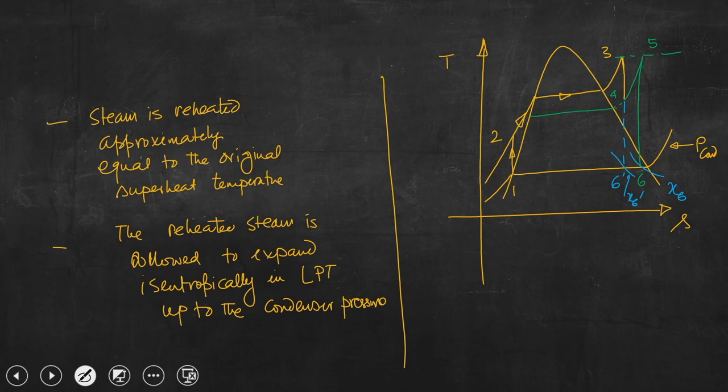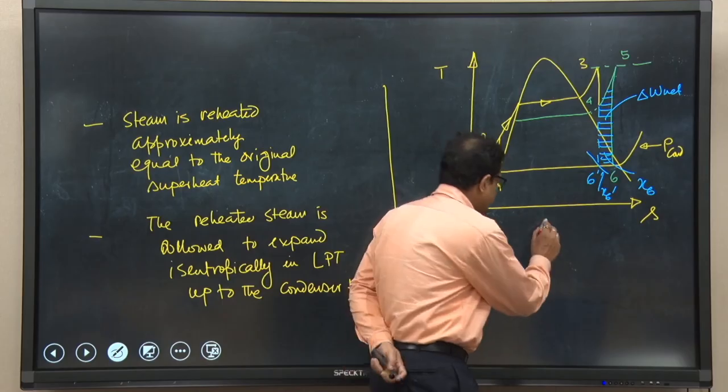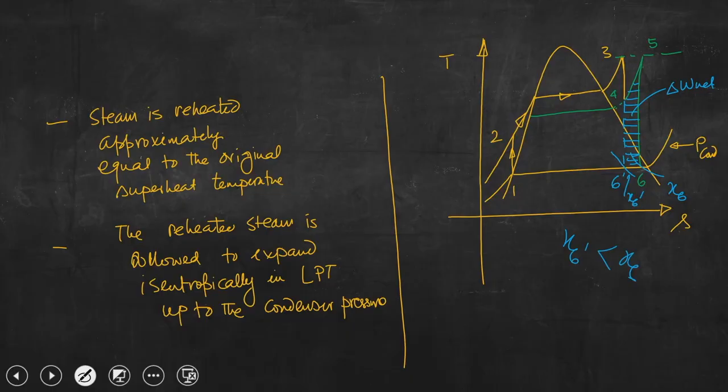Also, we can have higher thermal efficiency because W net is increased. This is the extra amount of work we are getting because of this reheating. So, this is delta W net. If we allow steam to expand in the high pressure turbine up to the condenser pressure, quality of the steam will be x6 prime. So, x6 prime is definitely less than x6. Basically, we can increase the quality of the steam at the exit of the low pressure turbine. Not only that, we also can increase the efficiency, that is delta W net is increased, which is clearly visible from this diagram.